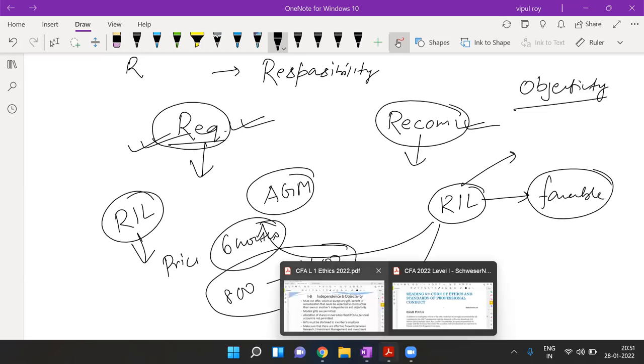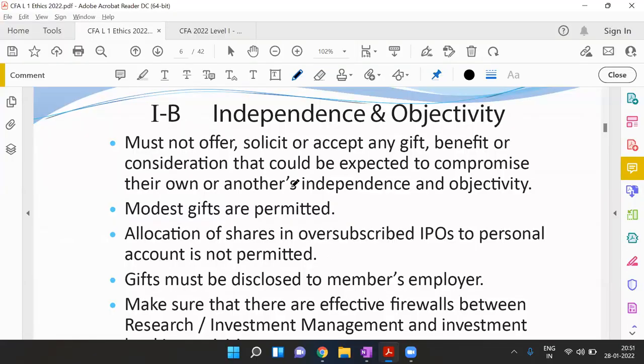So the very first point says what? That you must not offer, solicit, or accept any gift, benefit, or consideration that might compromise your independence. It's not only about your own independence and objectivity, it's about another's independence and objectivity also.